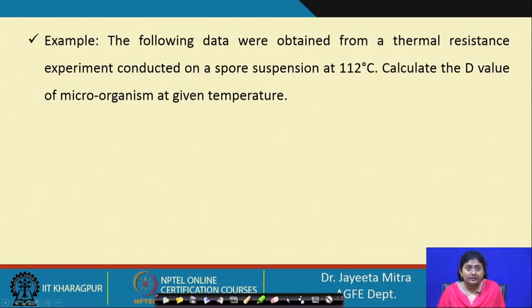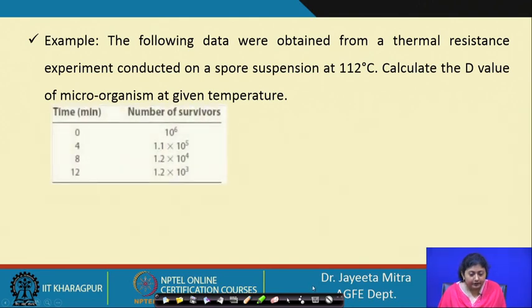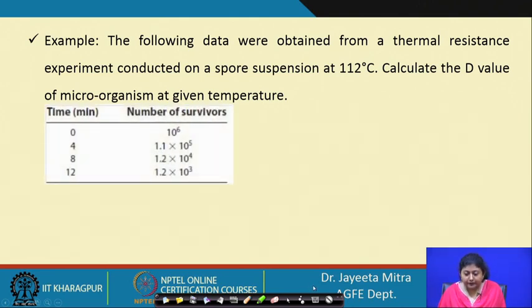So, let us take one numerical example. The following data were obtained from a thermal resistance experiment conducted on a spore suspension at 112 degree Celsius. Calculate the D value of the microorganism at the given temperature. So, what is given? Simply time is given and number of survivors is given.